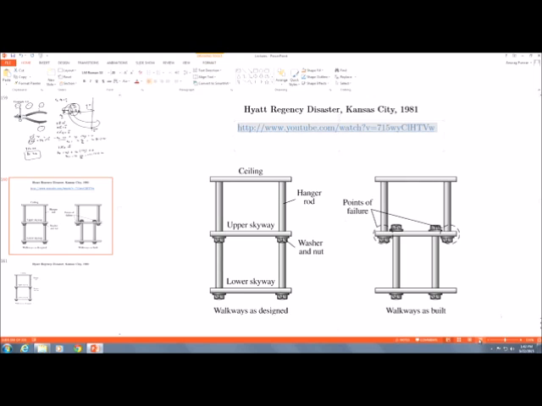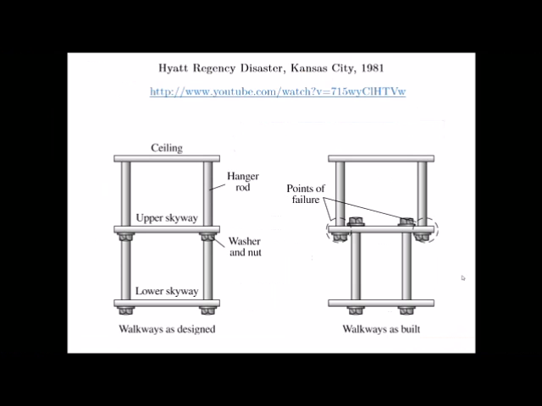Okay, so the point to notice from that video was that there was a nut and there was a box beam, and the box beam basically opened up, right? So why did that happen? That was the main problem. So this is how it was designed, right? What you're seeing on the left is how the walkway was designed by the design engineers. This is how it was actually built.